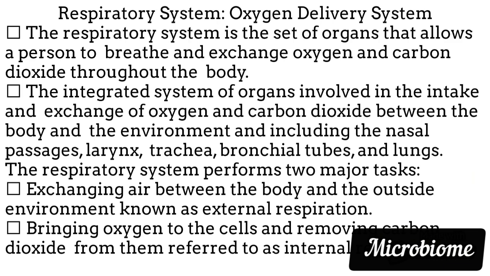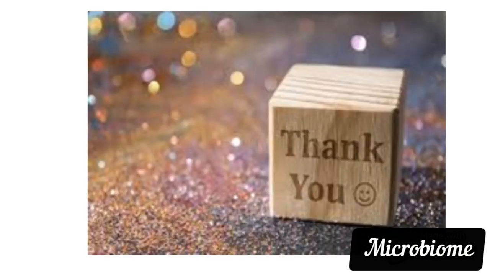Functions of the respiratory system. Oxygen delivery system. The respiratory system is the set of organs that allows a person to breathe and exchange oxygen and carbon dioxide throughout the body. The integrated system of organs involved in the intake and exchange of oxygen and carbon dioxide between the body and the environment, including the nasal passages, larynx, trachea, bronchial tubes, and lungs. The respiratory system performs two major tasks: exchanging air between the body and the outside environment, known as external respiration, and bringing oxygen to the cells and removing carbon dioxide from them, referred to as internal respiration.